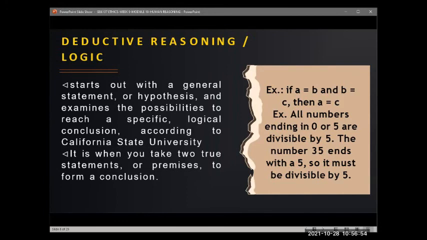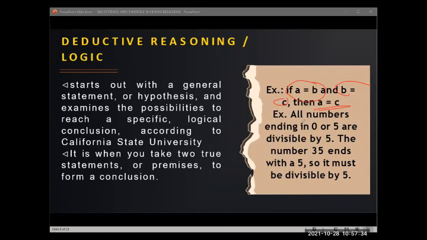Let me give you an example. If A is equal to B and B is equal to C, therefore A is equal to C. Another one: all numbers ending in 0 or 5 are divisible by 5. The number 35 ends with a 5, so it must be divisible by 5. In this example, you can notice that there are two statements or premises given. This is statement 1, this is statement 2, therefore this is our conclusion.